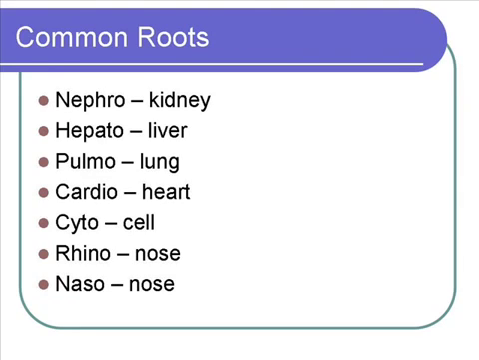Now we're moving on to roots. These are sort of the meat of words, right? And the first one we're going to go over is nephro. This means kidney. An example of that might be nephritis, which is just an infection of the kidney. Hepato, meaning liver. Hepatitis is the first thing that comes to mind, which again is just a disease of or infection of the liver.